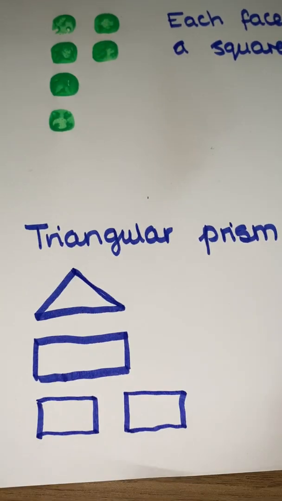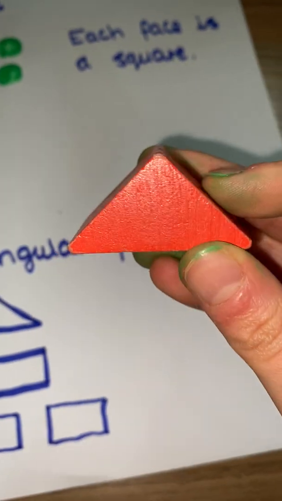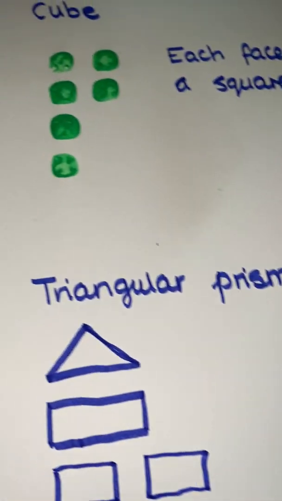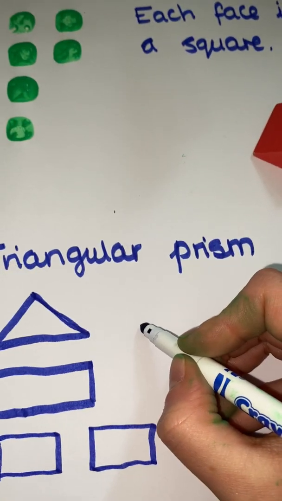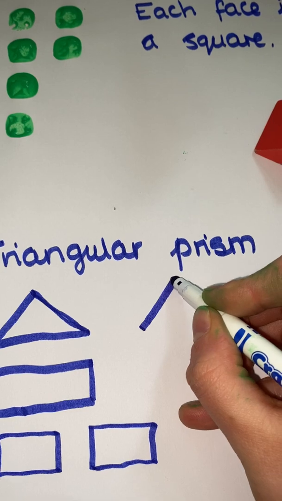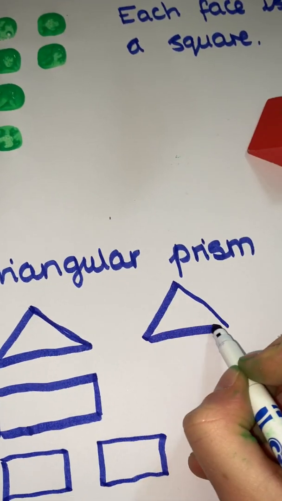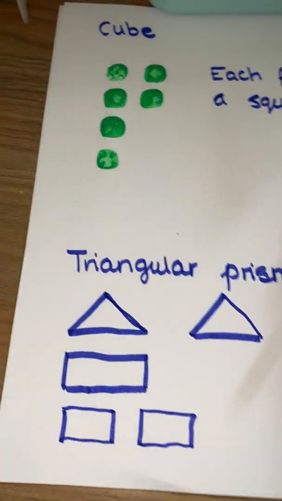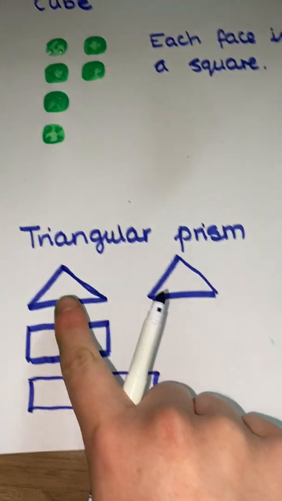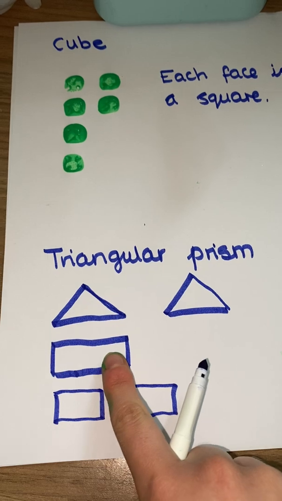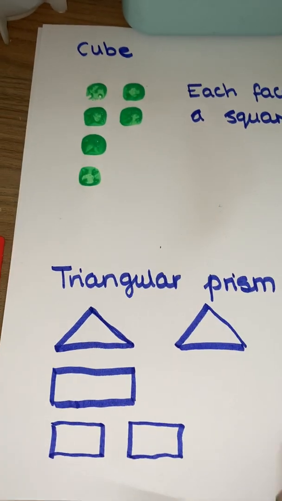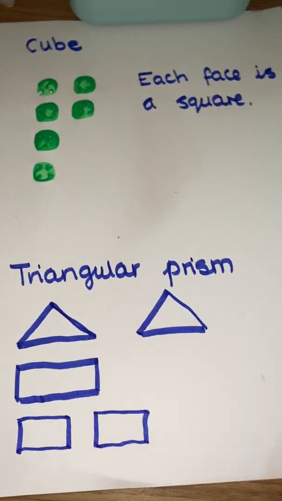And then finally, I've got one more face, which is another triangle. Okay, so for my triangular prism, I've got 2 triangular faces and 3 rectangular faces. So I'm going to write that down as well.